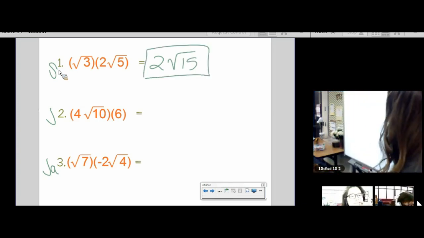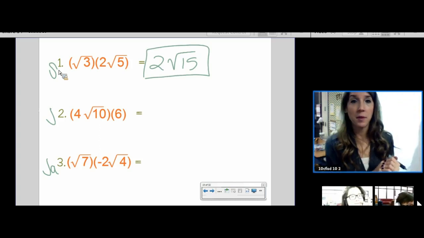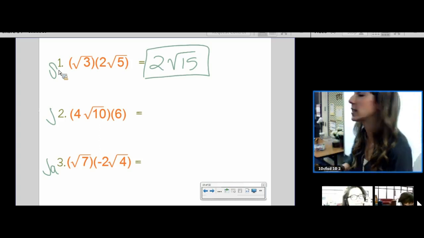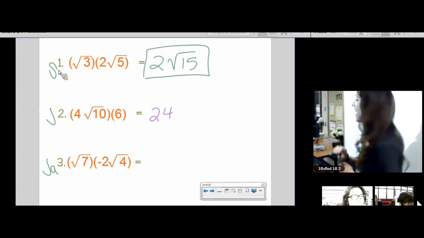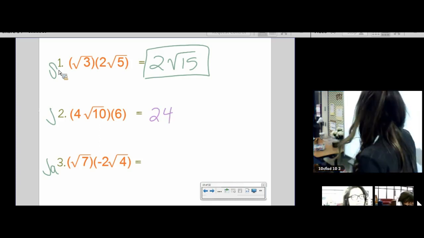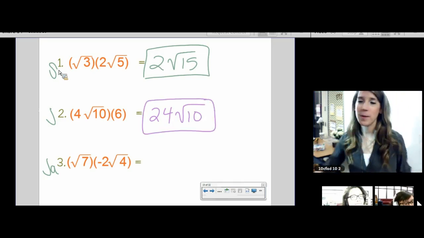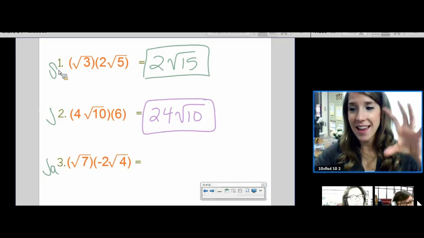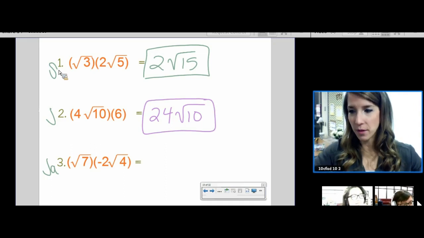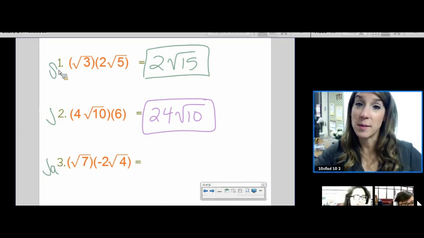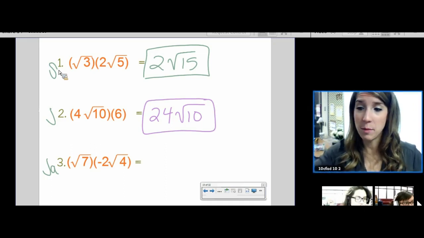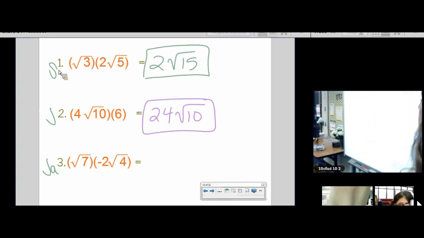Next one. Multiply the numbers on the outside separate from the numbers on the inside. 4 times 6, 24, and square root of 10. Now, it always gets people when the radicand is an even number. They think that you can factor tree it and that there are perfect squares in it, but 10 is just 5 times 2. So 10 is totally simplified. That radical is. Number 3.